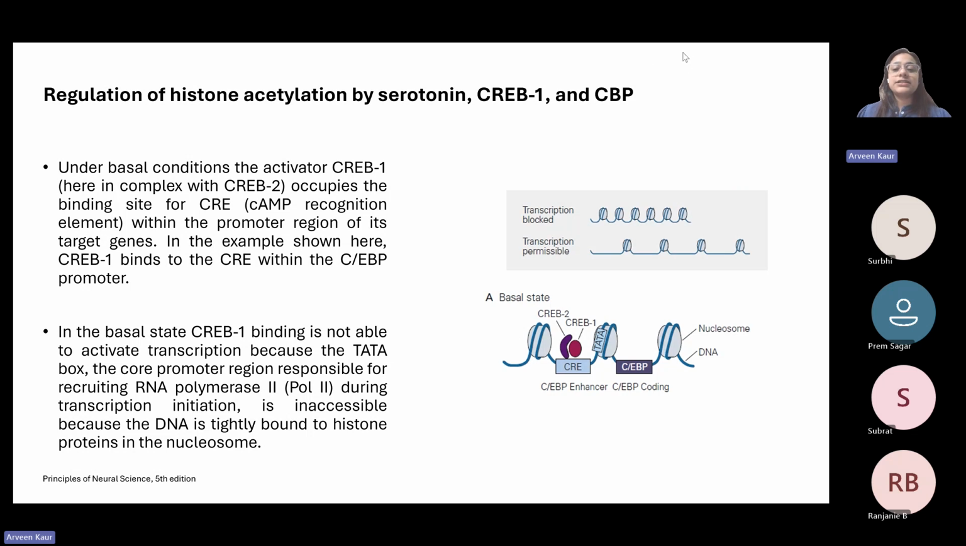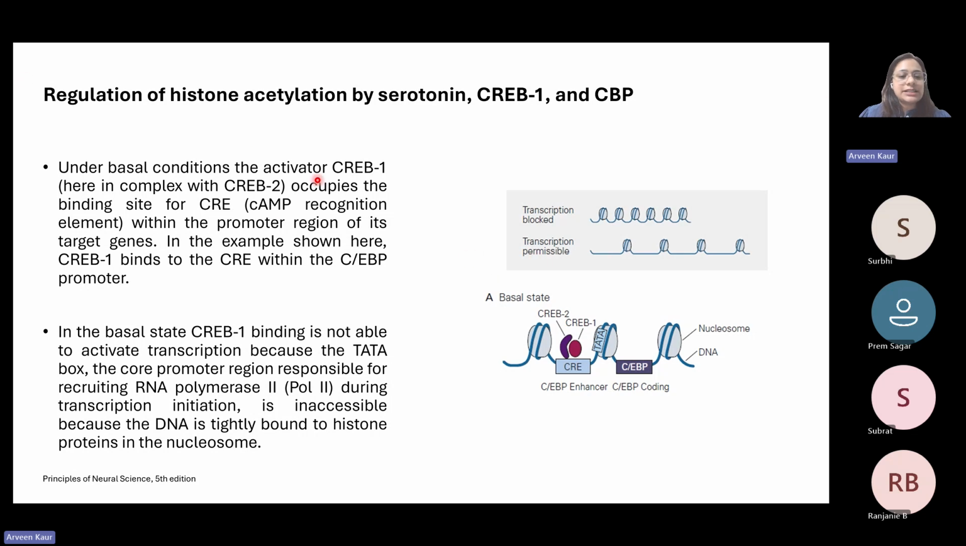Then, how are there modifications at the level of DNA folding that occur, right? So there is a regulation of histone acetylation by serotonin, CREB1 and CBP, right? Generally, DNA is wrapped around histones, right? So when the DNA is in this wrapped position, it is transcriptionally blocked. It is not actively transcribing, but for it to transcribe, there has to be loosening of its folds over here so that transcription can be permissible.